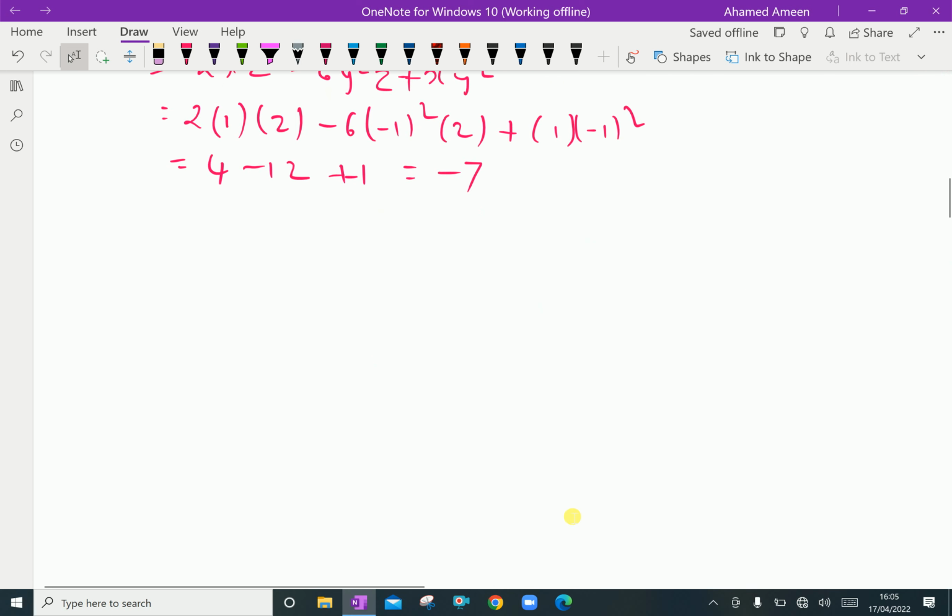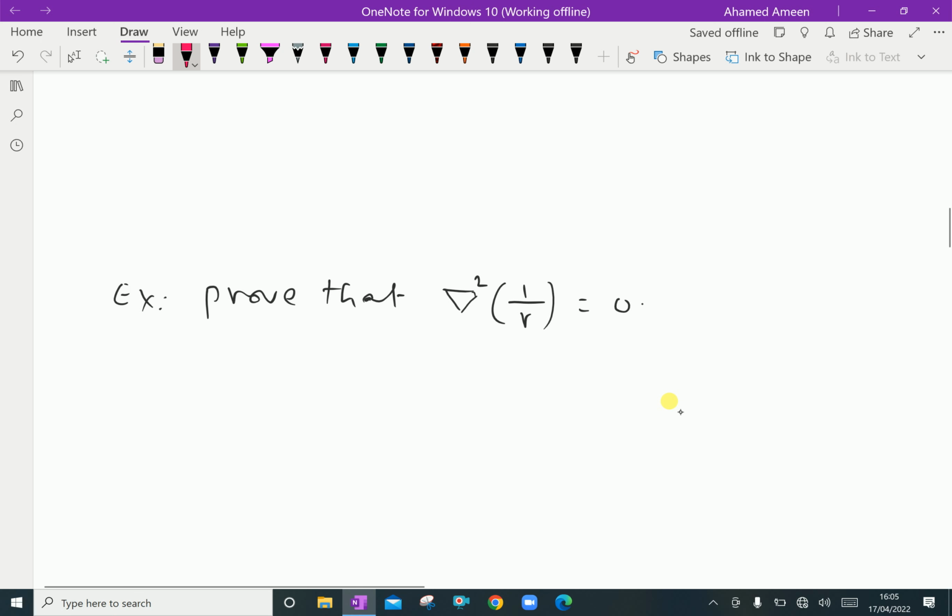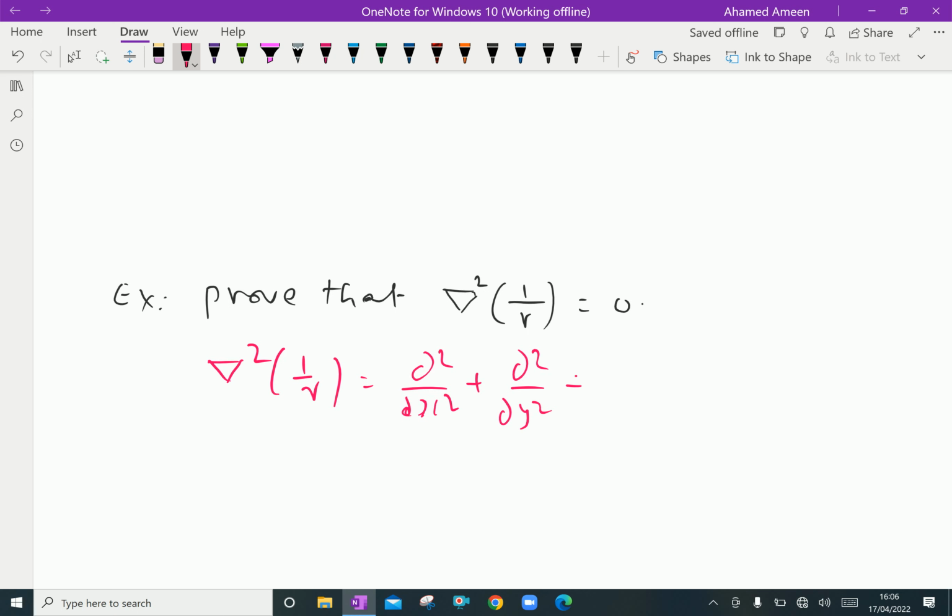Next question, we have to prove that delta square of 1 over r equals 0. For this, first, delta square of 1 over r equals dou square over dou x square plus dou square over dou y square plus dou square over dou z square of 1 over r, where r is the square root of x square plus y square plus z square.